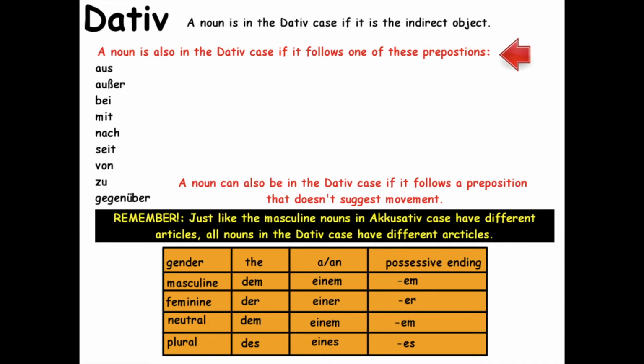Now, there's also a song for this. It's not as clean because gegenüber is kind of tacked on at the end, but it's to the waltz. Aus, außer, bei, mit, nach, seit, von, zu, gegenüber.